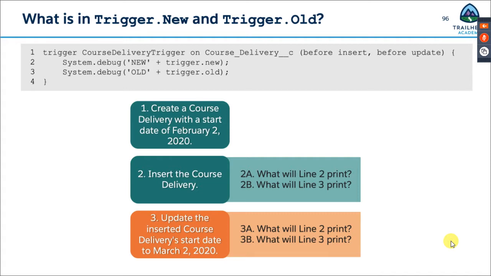Now, if you make a change to that record and you change the date to March 2nd, 2020, trigger.new will contain March 2nd because that's going to be the version of the record that will be saved into the database. Trigger.old is the original version of the record, which was February 2nd, 2020.